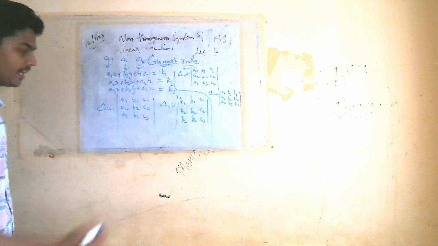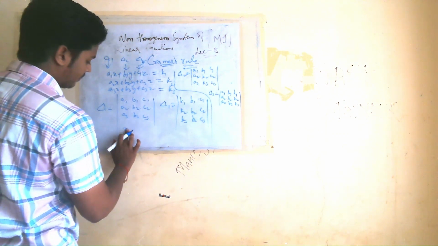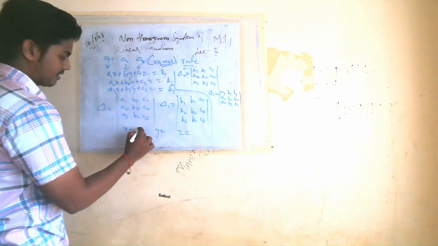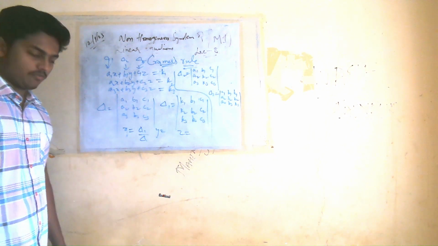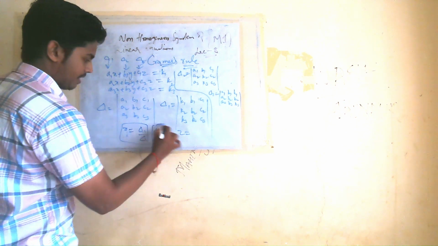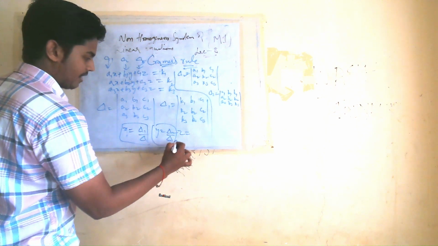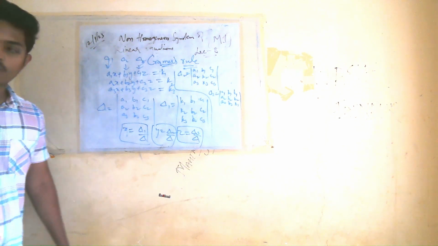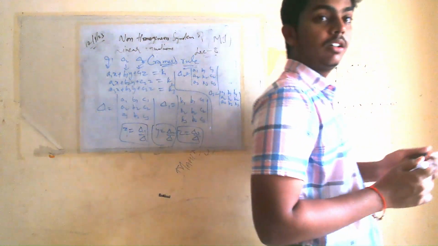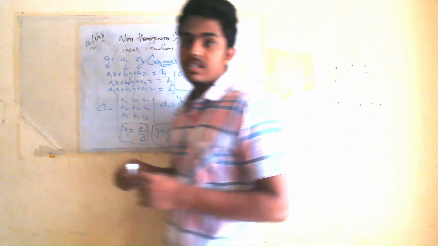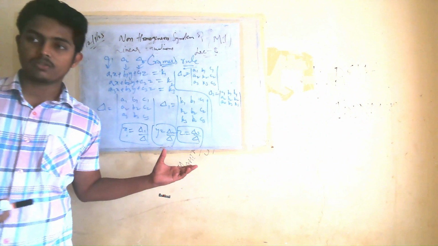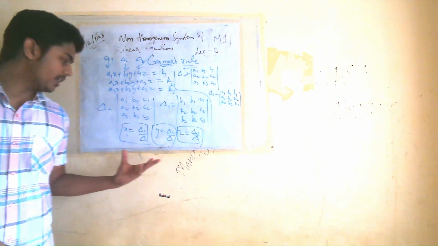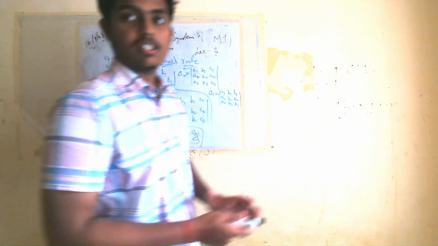So now how to find x, y, z? We'll find the ratio of the determinants. Delta 1 by delta is the value of x, delta 2 by delta is the value of y, and delta 3 by delta is the value of z. So this is how you form the solutions of this non-homogeneous system of linear equations by Cramer's rule. This method is called Cramer's rule. Just finding the determinants and taking the ratios, you'll get the solutions. So please take a screenshot of it. This is the overall brief.